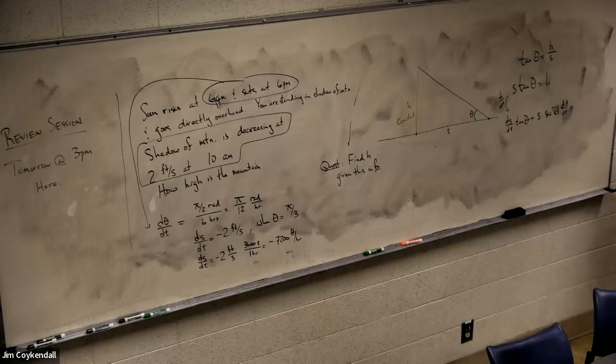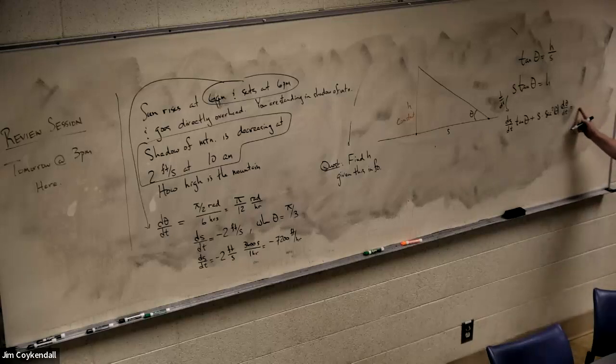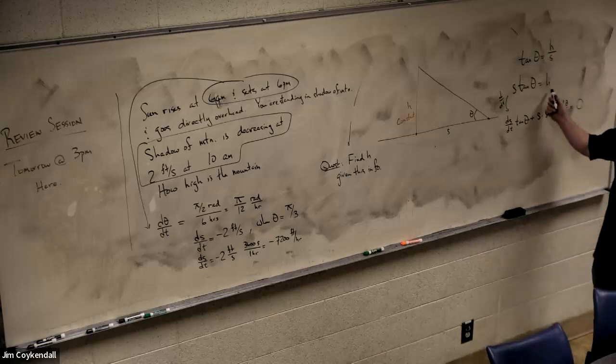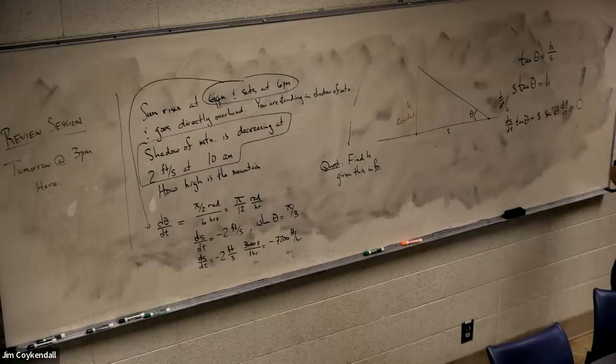What's the other side? Good. The other side is dH/dT. All right. But H is the height of the mountain, which is not changing. So the other side is 0. Okay. Right. H is constant. It's just a number. So it's not changing at all.